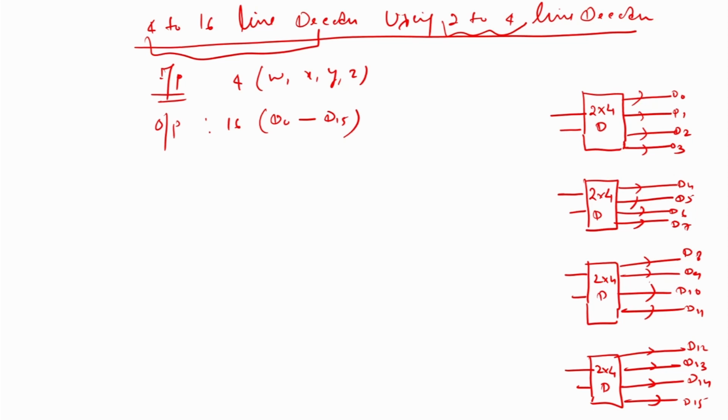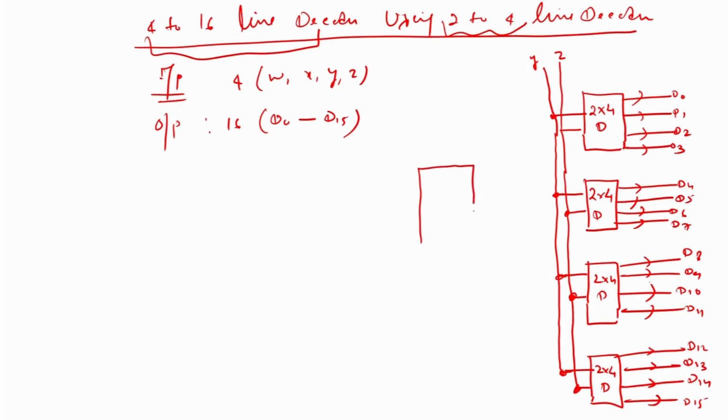Here we provide common inputs to all the decoders, that are Y and Z. Y is provided as the first input to all the decoders, and Z is provided as the second input to all the decoders. Now the two inputs are remaining. So, for selecting, we again use one decoder of size 2 to 4. Again we take a 2 cross 4 decoder here. There are two inputs that are named as what?